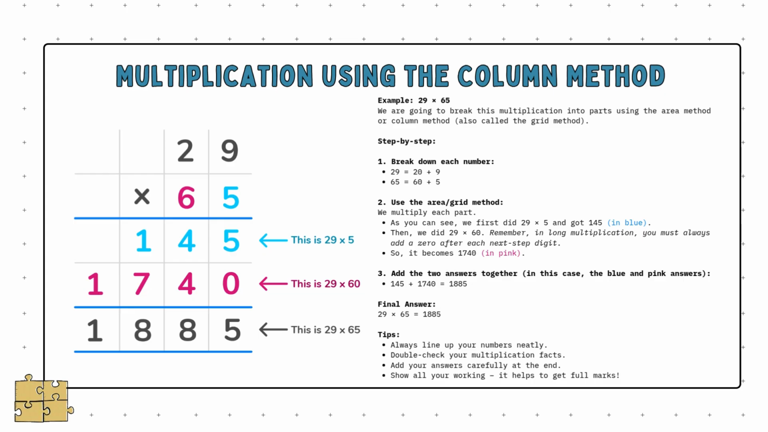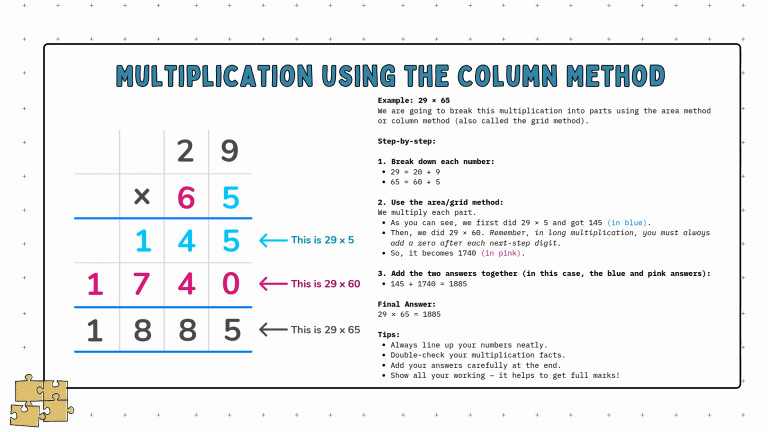Now, here's something important to remember. When you multiply by 60, you are multiplying by a number with a 0 at the end. So your answer must also end with a 0. That's why we always remember to add a 0 when we are using the long multiplication method with tens. It helps us keep our place value correct.